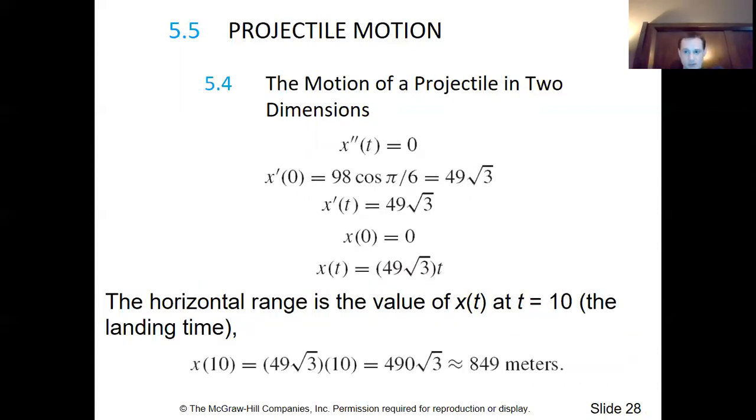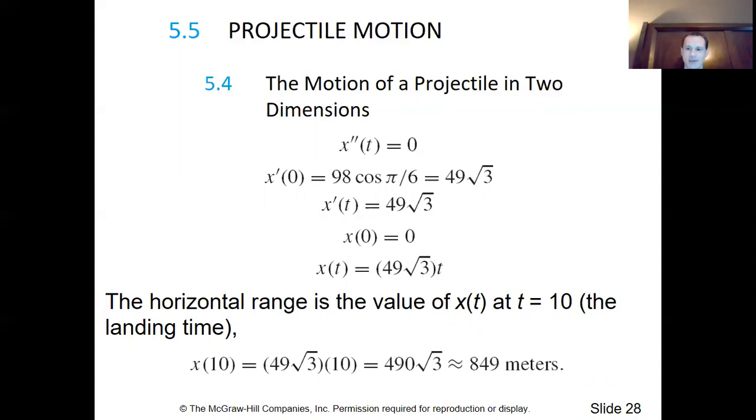But the question was, how far did it go horizontally? What was the horizontal range? It shot off here and it landed there. How far did it go? Well, that's x stuff. Luckily, we know what time it hits the ground, so we're going to play with that eventually, but we're going to go through the same kind of derivations again.